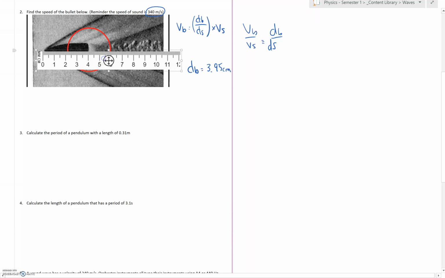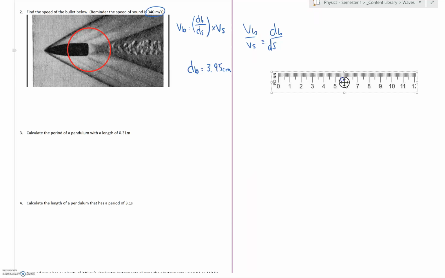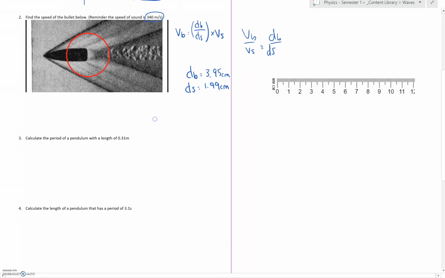At the same time, if I put this over for the wave, it actually is very, very close to 2. It's almost on the dot the way I did it. So you see, it's a little tricky to move around the ruler here, but you can do it. You can make it work. So what I measured with the ruler for the distance the sound wave travels is 1.99 centimeters. Okay. So in this case, this is what we call a plug and chug problem. It's just plug in the numbers and chug out the answer.